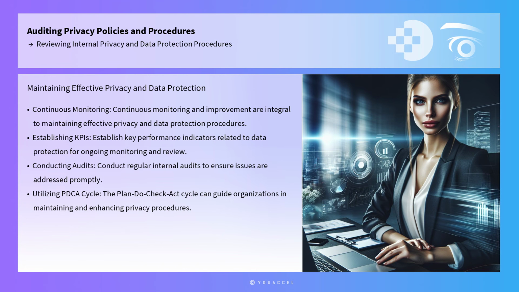This may involve establishing key performance indicators related to data protection, conducting regular internal audits, and incorporating feedback loops to ensure that identified issues are addressed promptly. The Plan, Do, Check, Act cycle, a well-established framework for continuous improvement, can guide organizations in maintaining and enhancing their privacy procedures over time.